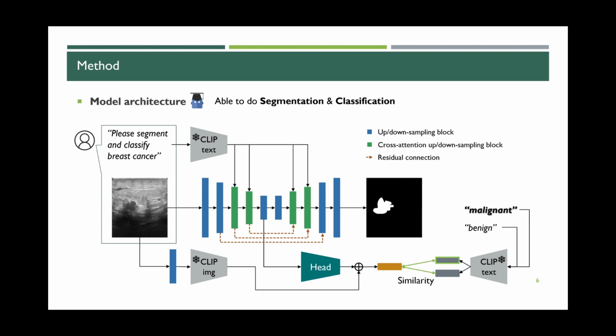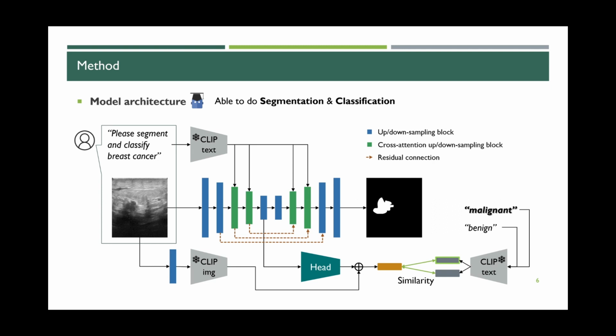For classification task, a frozen CLIP image encoder is concatenated with a head network attached to the last downsampling layer. It outputs the yellow vector, which contains the semantic information of the classification results.